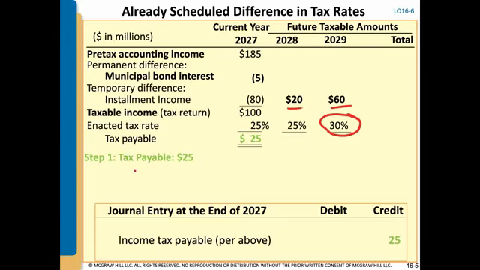Well, we have to record our deferred taxes at the tax rate that will apply during the year the difference reverses. So if we know that the 2029 tax rate is going to be 30%, then we need to record our deferred tax liability at the 30%.